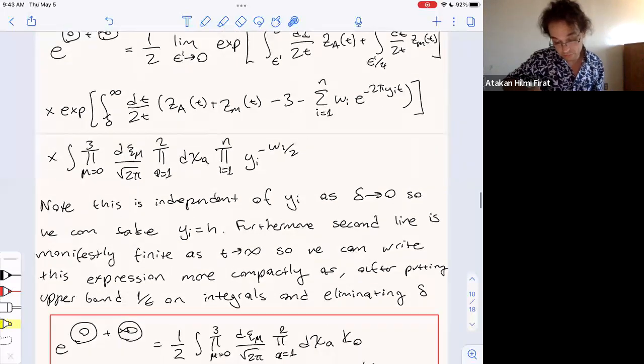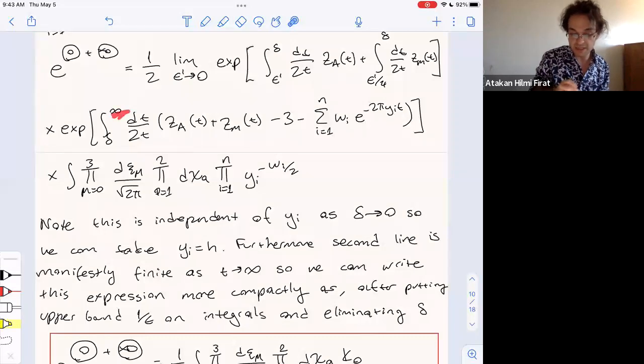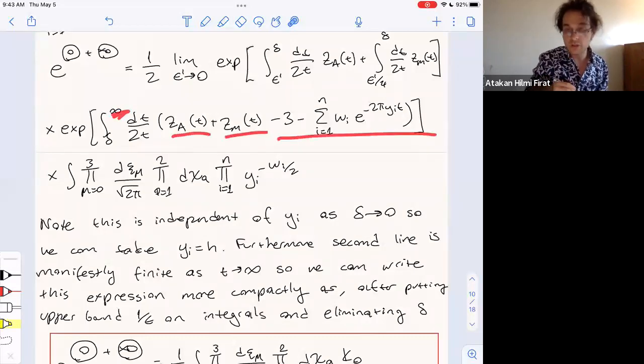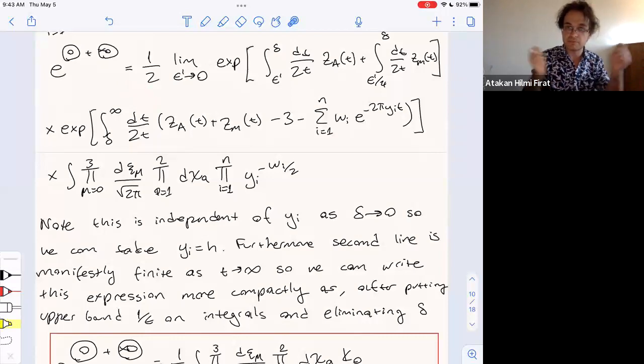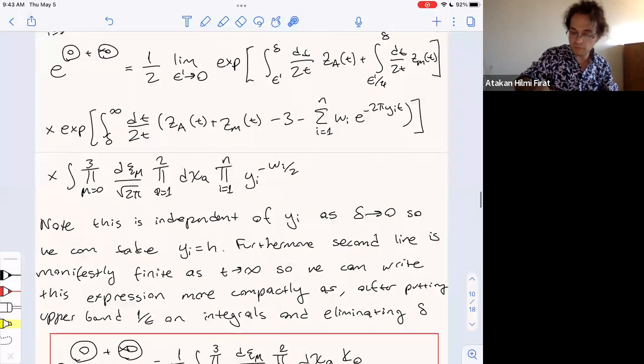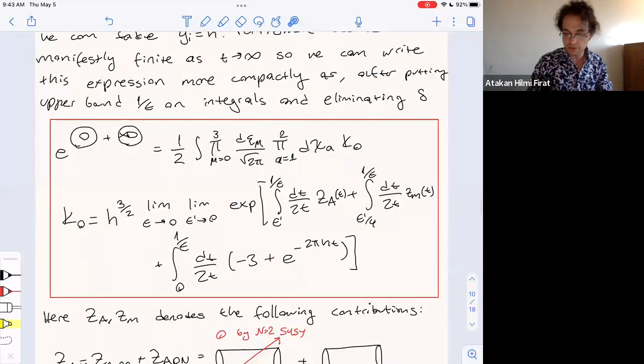Since this is finite, I can conveniently separate all of these terms by putting in a uniform bound, which is 1/epsilon. Then you just combine with these integrals to eliminate delta and rewrite the whole expression to get this form. So this is our final expression.